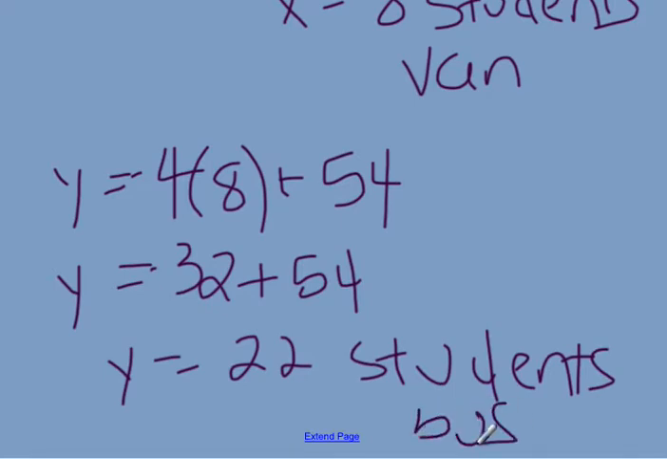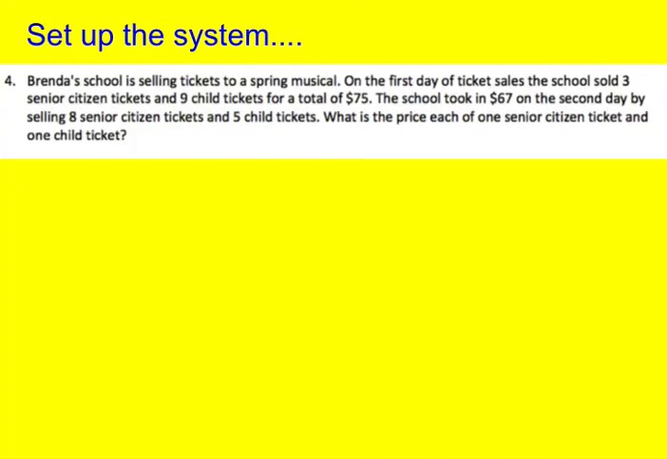Let's go ahead and take a look at number 4. It says that Brenda is selling tickets to the spring musical. On the first day of ticket sales, she sold 3 senior citizen tickets and 9 child tickets for a total of $75. The school took in $67 on the second day, by selling 8 senior tickets and 5 child tickets. What is the price of 1 senior ticket and 1 child ticket?